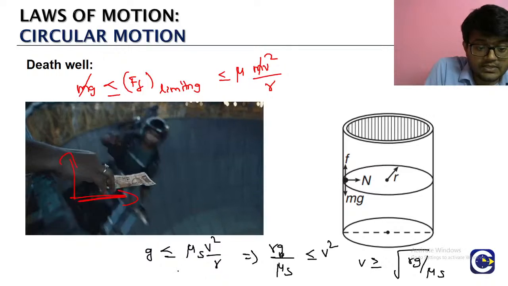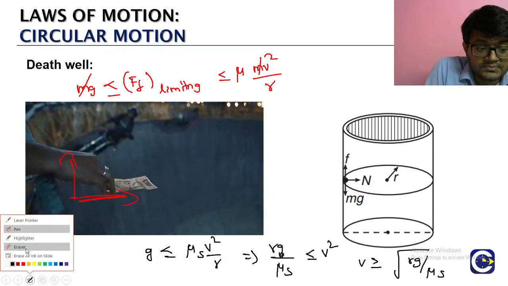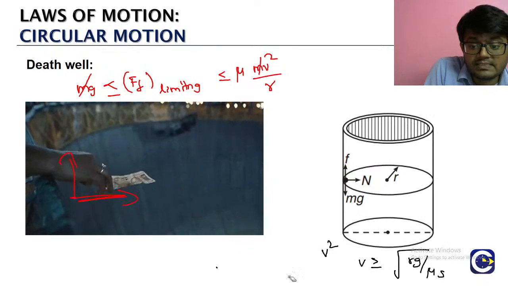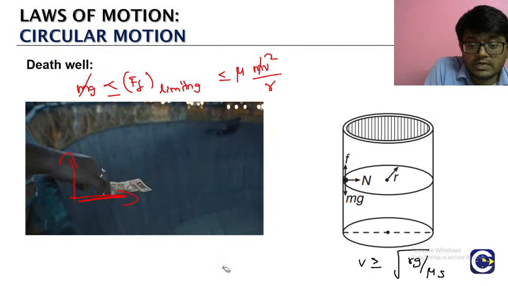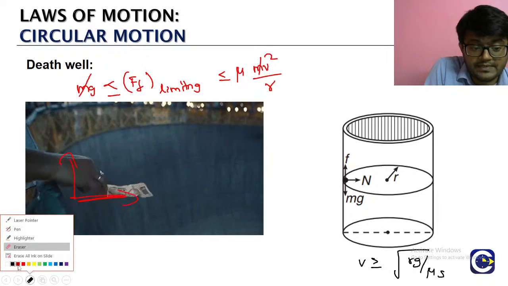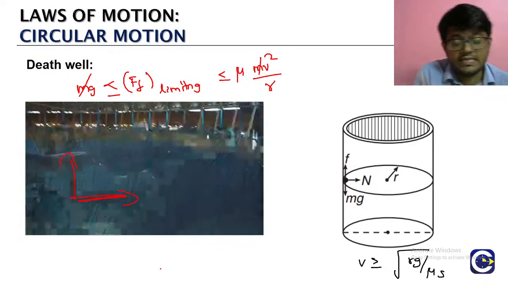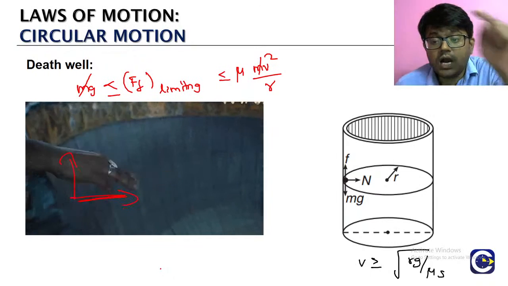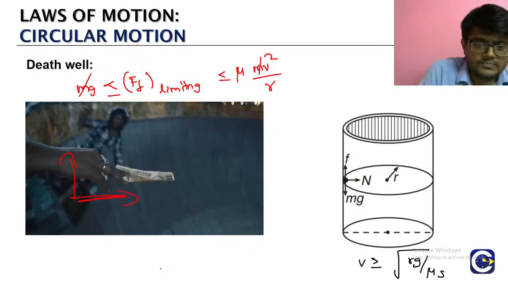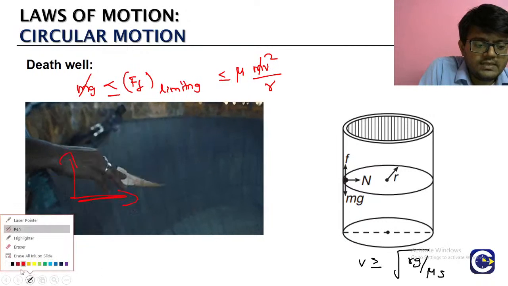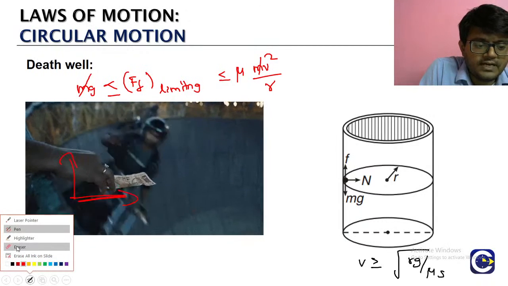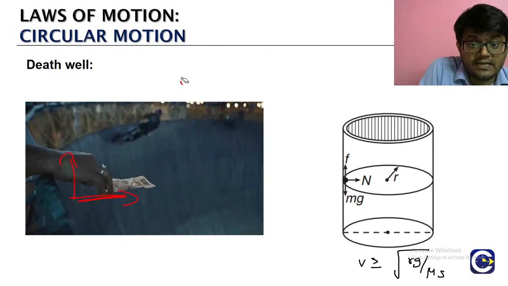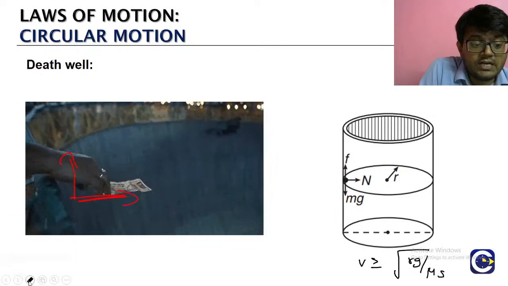Means the biker should always have a velocity. If the velocity is not there, he will not be able to go in this kind of motion. So what do we call this? The safe speed. For him to go in this death well, the velocity should be more than or equal to root rg by mu s. We call it the safe speed for going in this death well. If he is not maintaining this speed, he will have the danger of falling down.